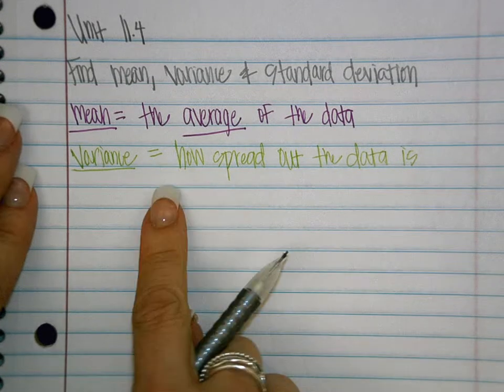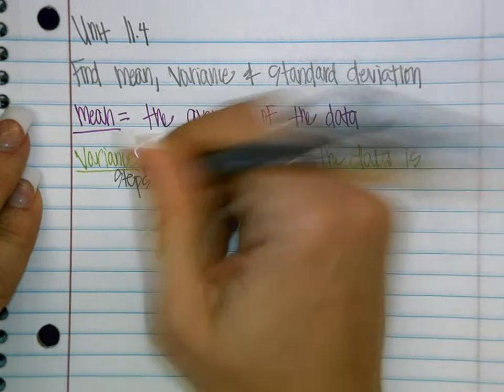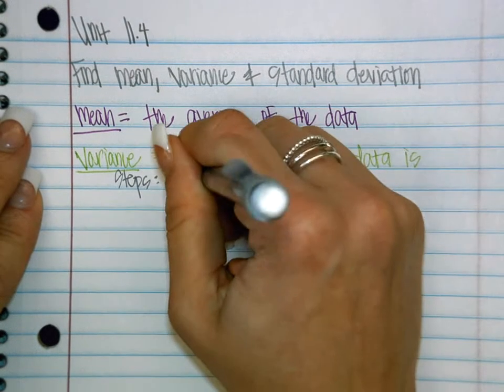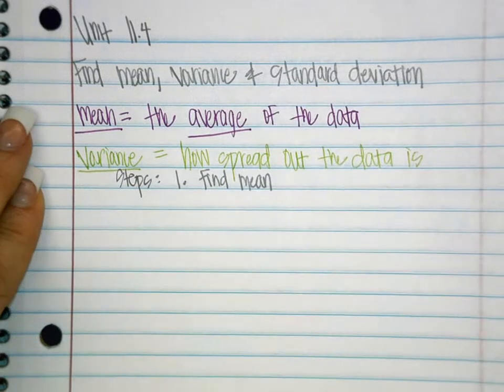The next one is finding something called the variance. Variance refers to how spread out the data is. There are some steps to finding variance that you will need to memorize. The first step is to find the mean. So step 1 is to find the mean.